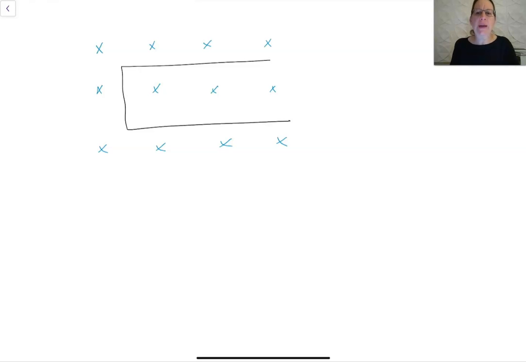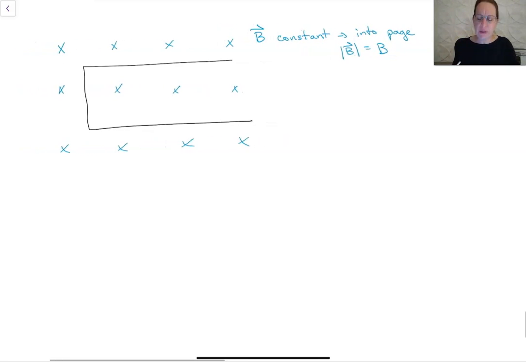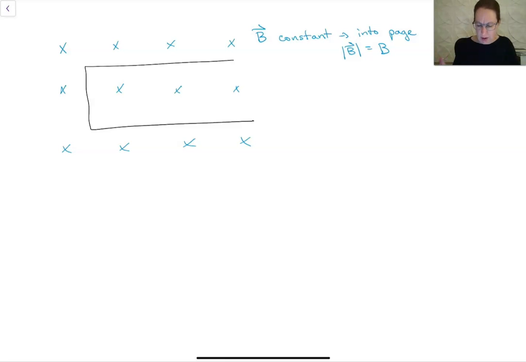It's useful to look at an example in this situation. Here I've got a magnetic field represented by the blue X's, and let's assume it's constant. So our magnetic field is constant and pointing into the page, and it has some magnitude that I'm going to write by the letter B. Okay, so B is constant, points into the page, and we have a wire.